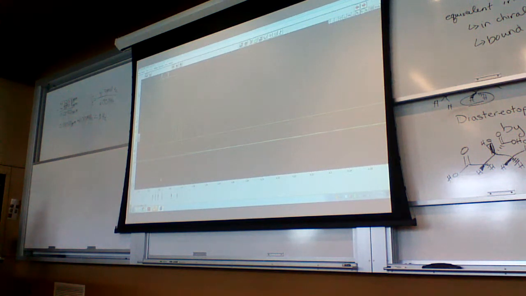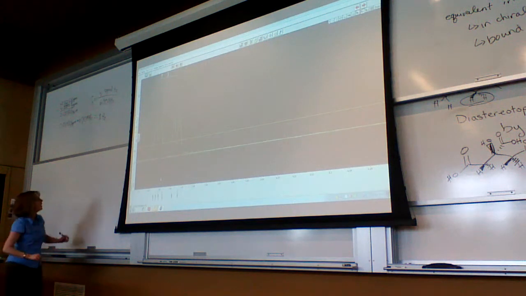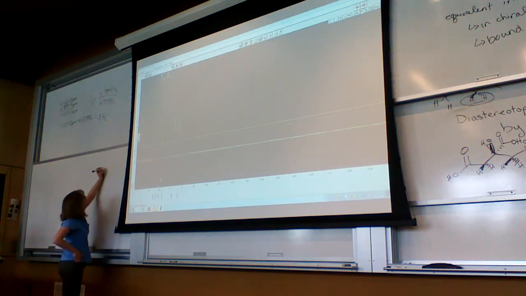So using the grid paper, we're going to use a coupling constant of 10.25 for one neighbor and 3 for the other neighbor. Here was our original structure.